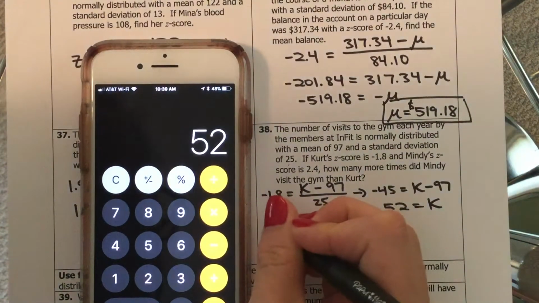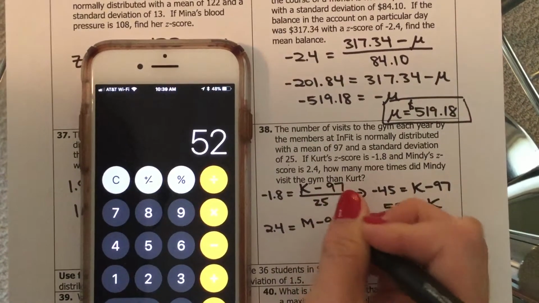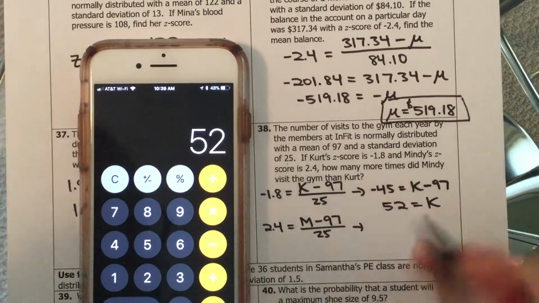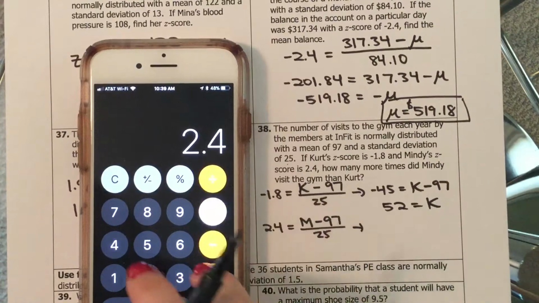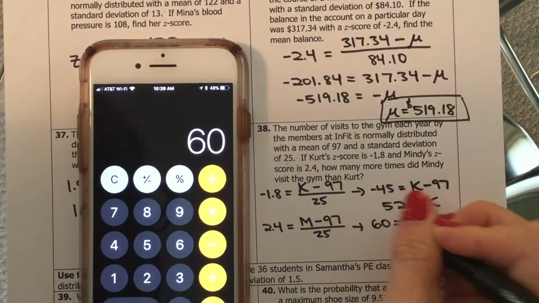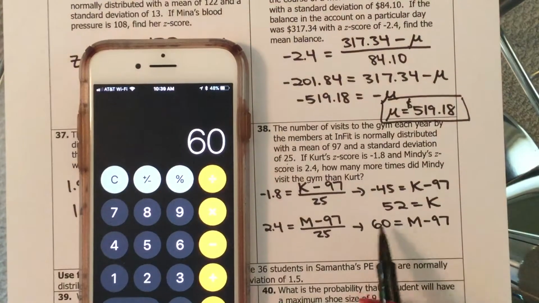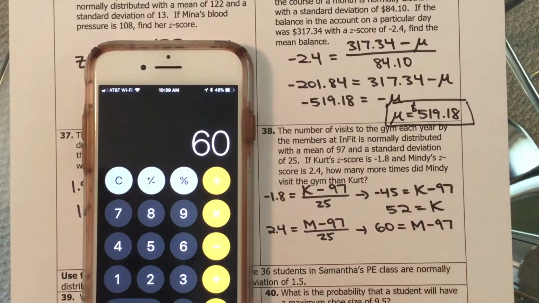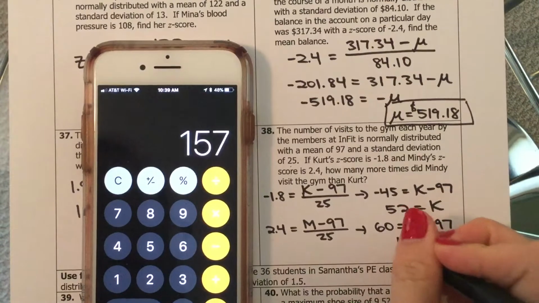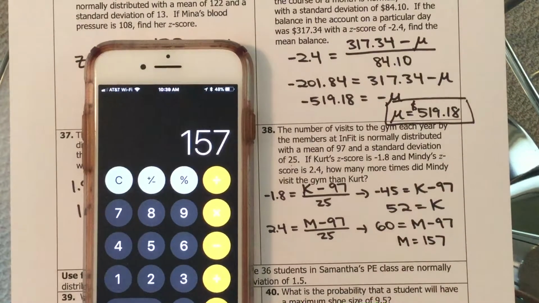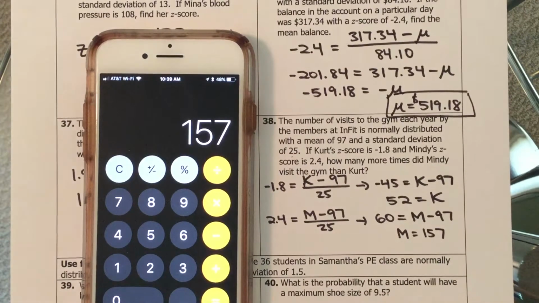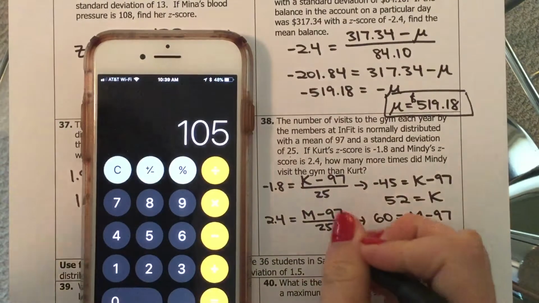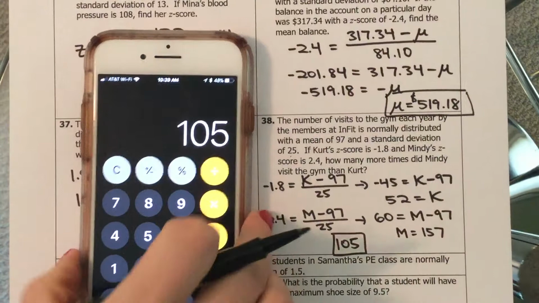Mindy's was 2.4, so we do this exact same setup, except this time we want Mindy's gym visits. Looks like she was above the average since her z-score was positive. Multiply both sides by 25, so 2.4 multiplied by 25 gives 60 equals m minus 97. So she was this many visits above the mean, whereas Kurt was this many below the mean. To get m by itself, add 97 to both sides, so for m we get 157. That is about 3 times a week. Way to go, Mindy. Subtract 157 minus 52, and we end up with 105. Make sure you're always answering the question the way that it's asked.